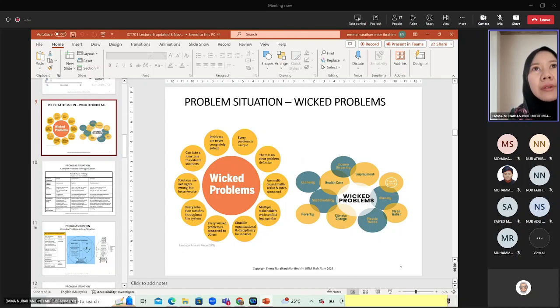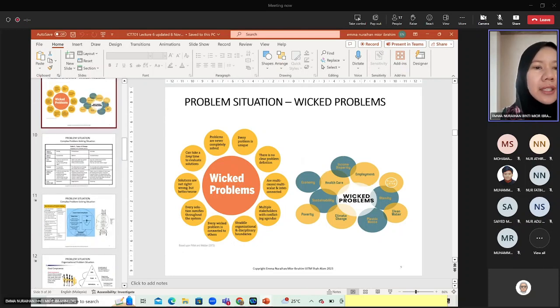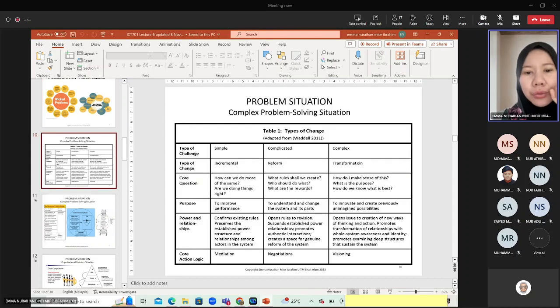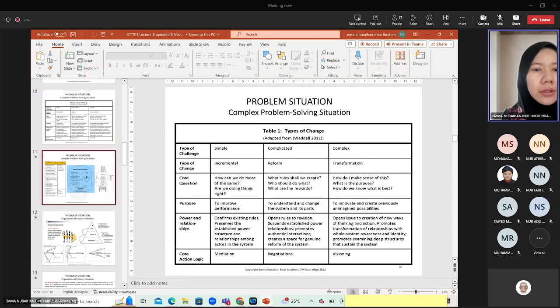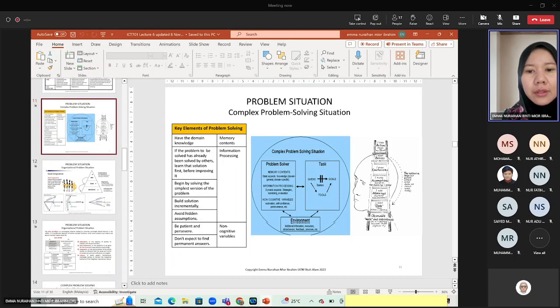And talking about problems in terms of poverty, hunger, refugees. This is wicked problems because it cannot be solved just like ABC. Yeah. Okay. Yeah. Contohnya dah bagi kat sini banyak. Okay. So complex problem solving ni contoh. Okay. Situation. Okay. I think this one should be okay for you to understand.